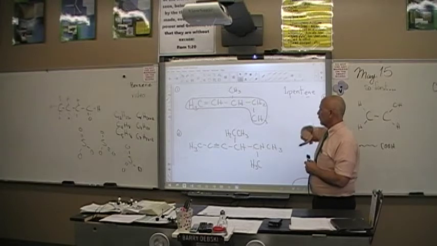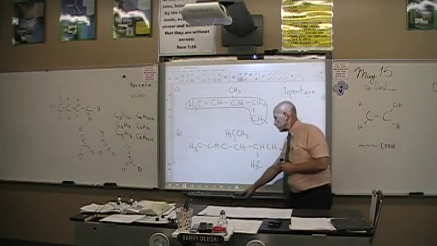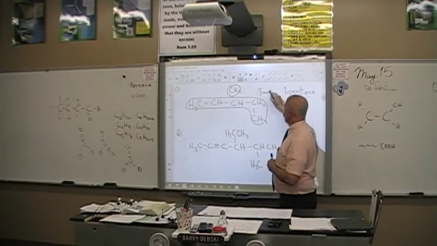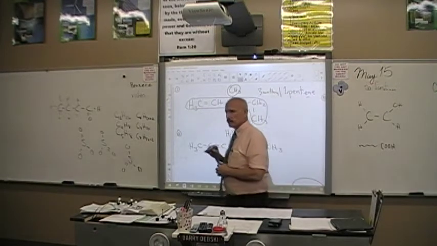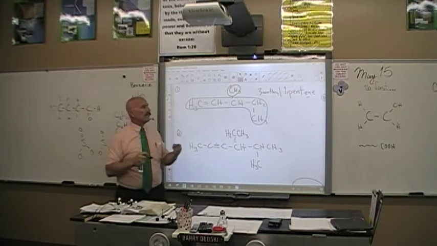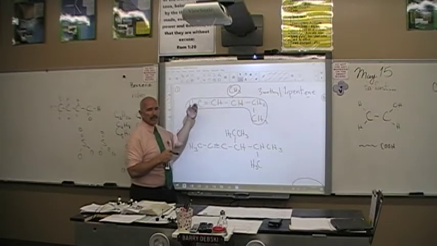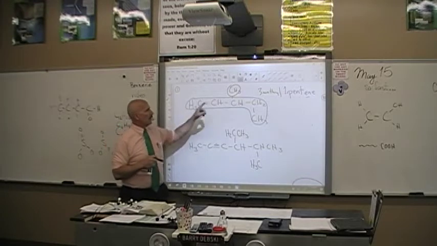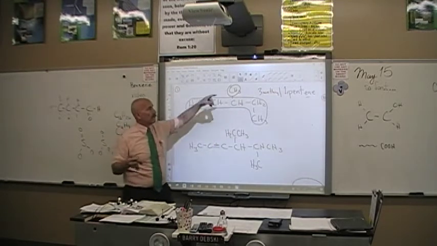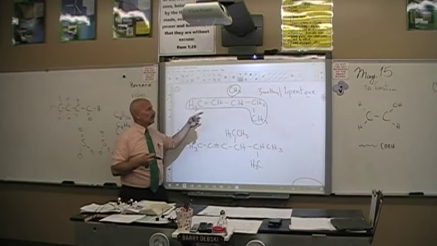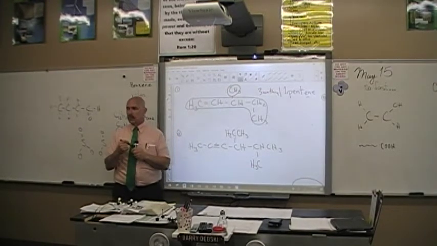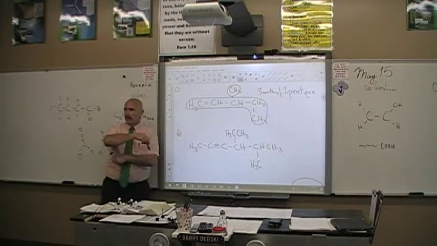Okay, and Savannah, what was that? The rest of it? 3-methylpentene. Good, so here's my methyl group, 3-methyl. Done. We always start numbering from the end that has the double or triple bond closest to it. If there's no double or triple bond, I'm going to number from the end that's closest to whatever's attached to it. But if there's a double or triple bond, we start from the end where the double or triple bond is closest to.